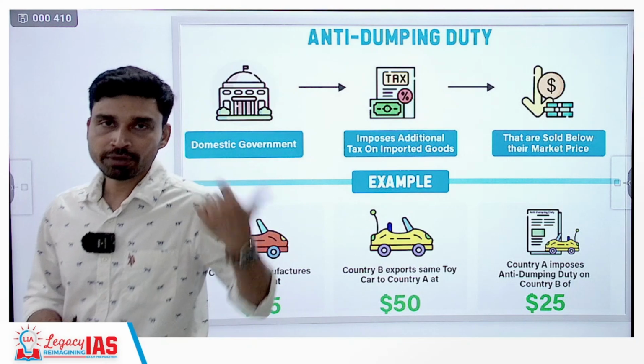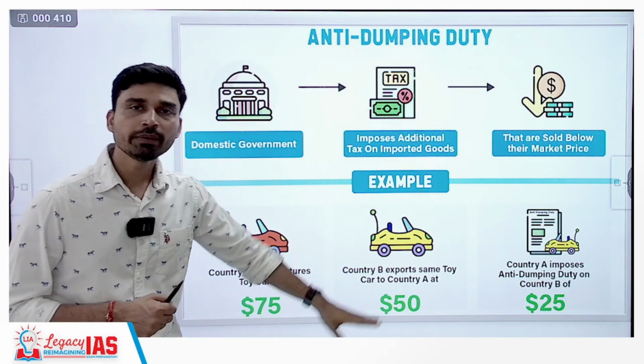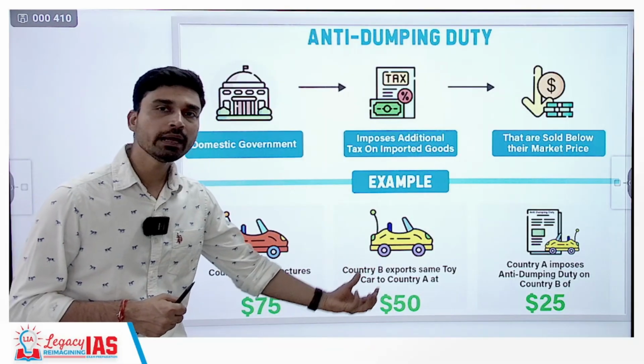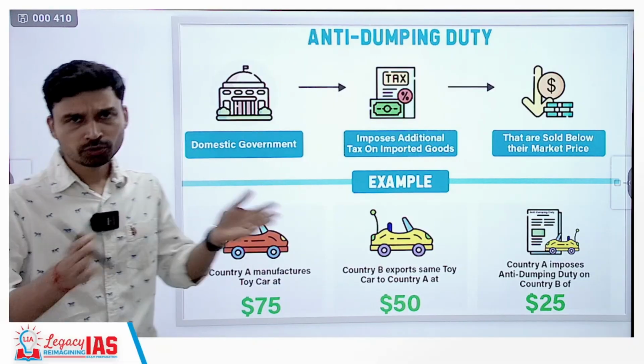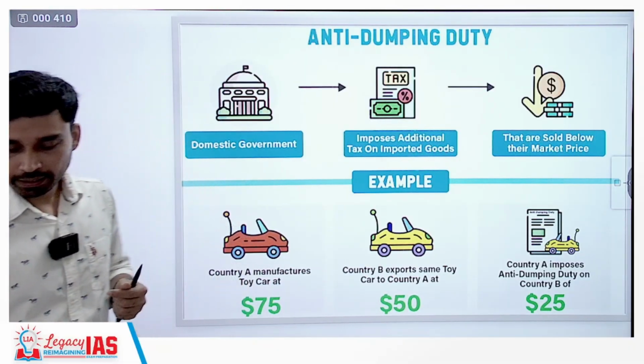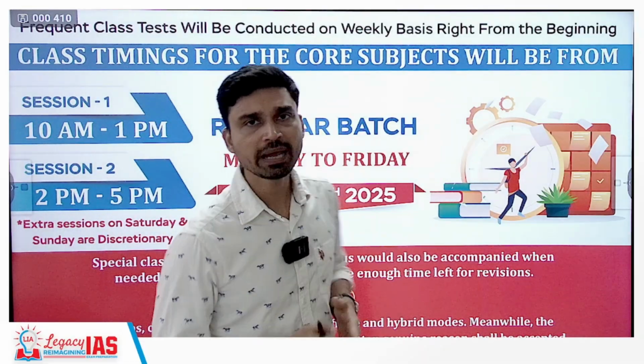So now when $25 of anti-dumping duty is being imposed, the value of the car being brought into country A from country B will also be 75, the same as the domestic producer's 75. So that is what we are talking about, creating a level playing field. That is what we have to understand here, the reason or rationale behind anti-dumping duty.